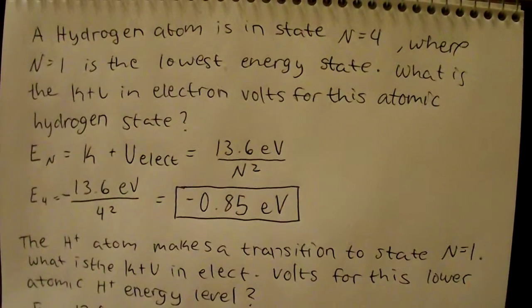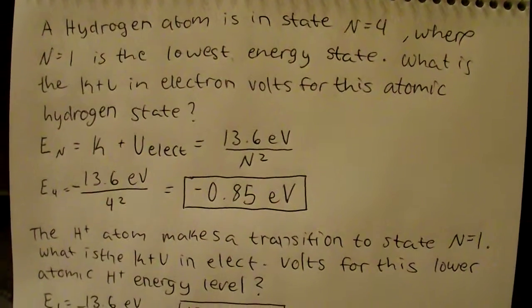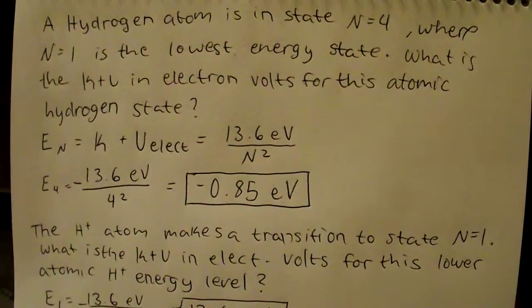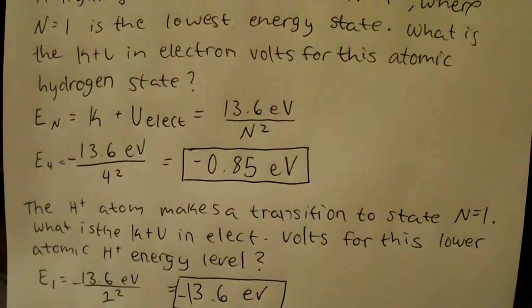So we have the question where a hydrogen atom is in the state n equals 4, where n equals 1 is the lowest energy state. What is the kinetic energy plus potential energy in electron volts for this atomic hydrogen state?